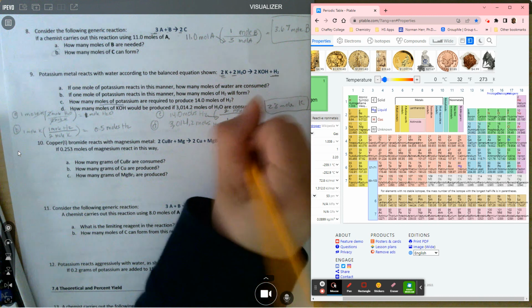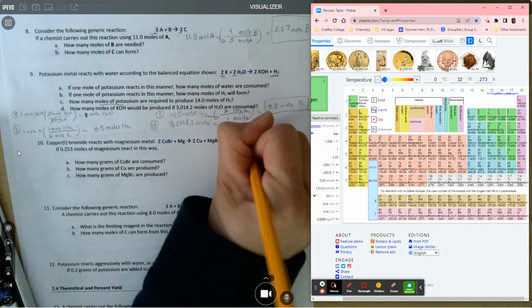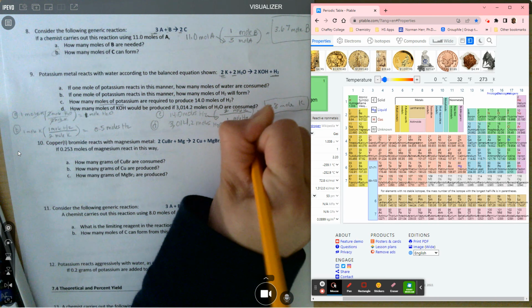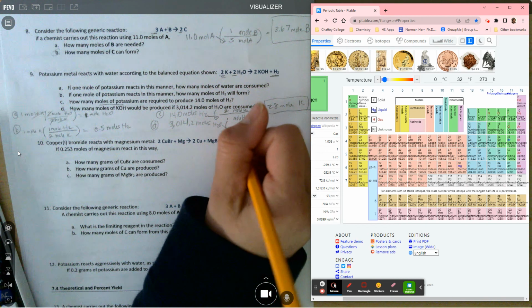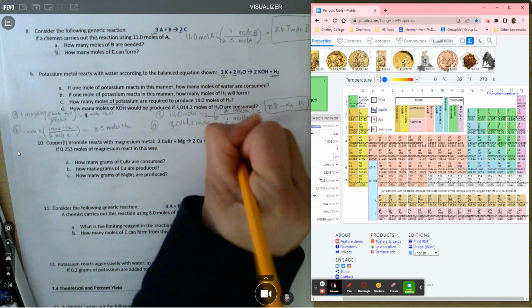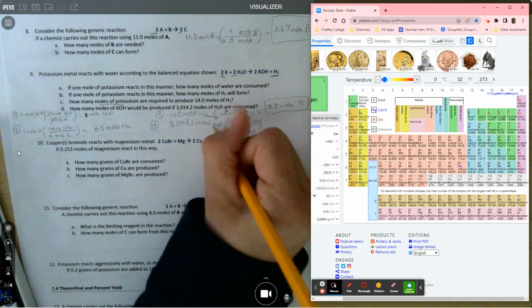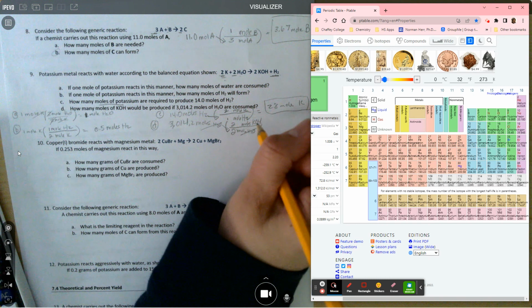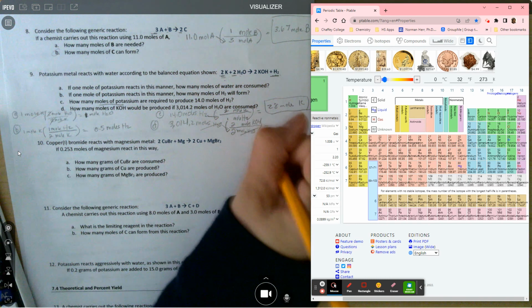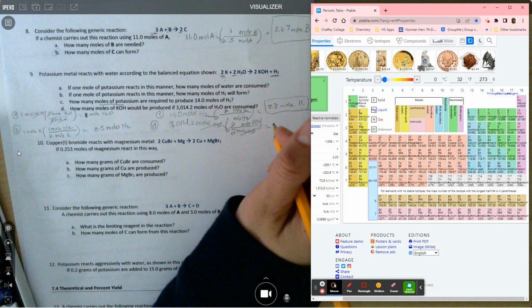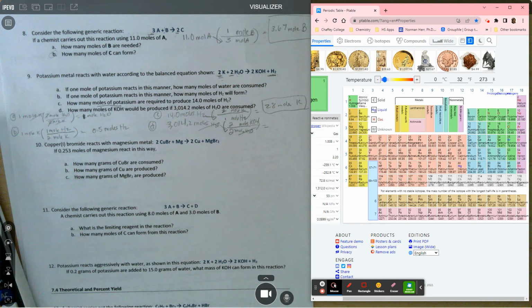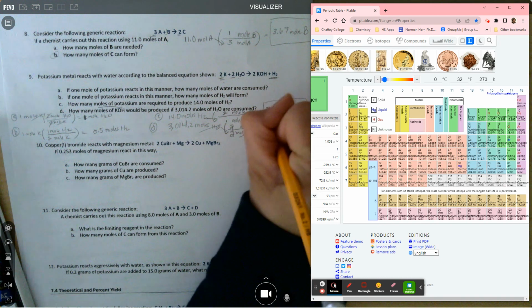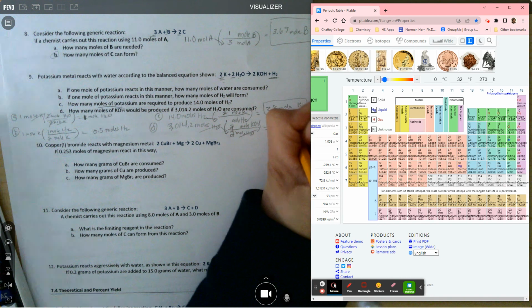And we're going to do our mole to mole ratio, bring this unit down. So that's moles of H2O, moles of KOH, and we have 2 moles of each according to our equation. So moles of H2O cancel out, and we're left with moles of, which one's KOH. Okay, we're going to go ahead and solve the problem. And as we solve the problem, 2 over 2 cancel out. We're just left with 3,014.2 moles of KOH.